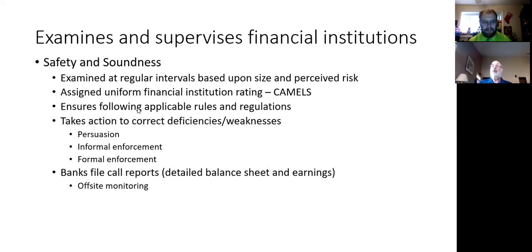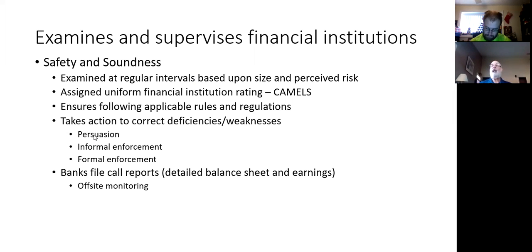And then the exams also make sure that banks are following all the applicable rules and regulations to which they're subject. And exams can take anywhere from a couple weeks to a couple months, depending upon their size, their complexity, and all those things. At the end of the exam, a rating is assigned. So typically, if you're pretty well run, you may get rated a 1 or a 2. And so you may have a weakness or a deficiency, small, not really critical.